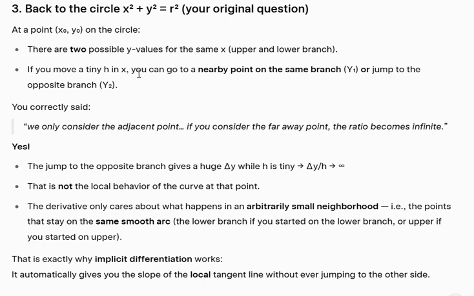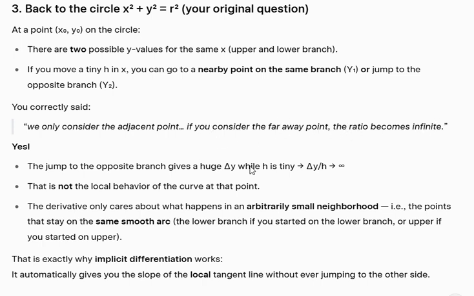If you move along a tiny edge, we can go to nearby points on the same branch or jump to the opposite one. We only consider the adjacent point, but what happens if you consider the far away point?